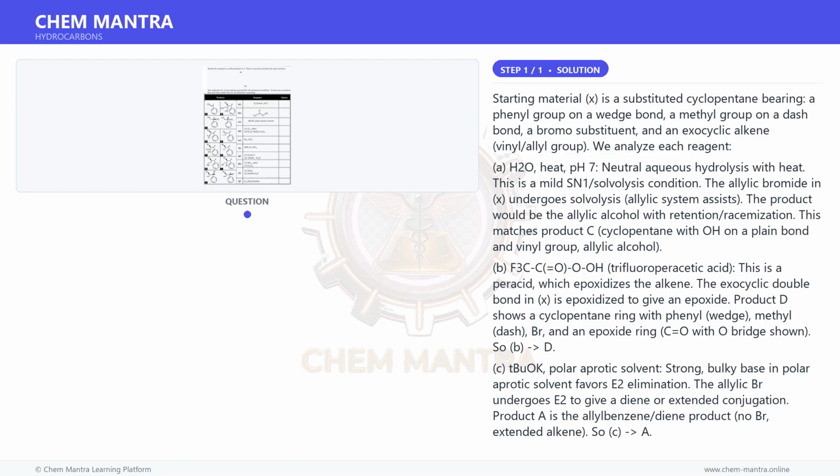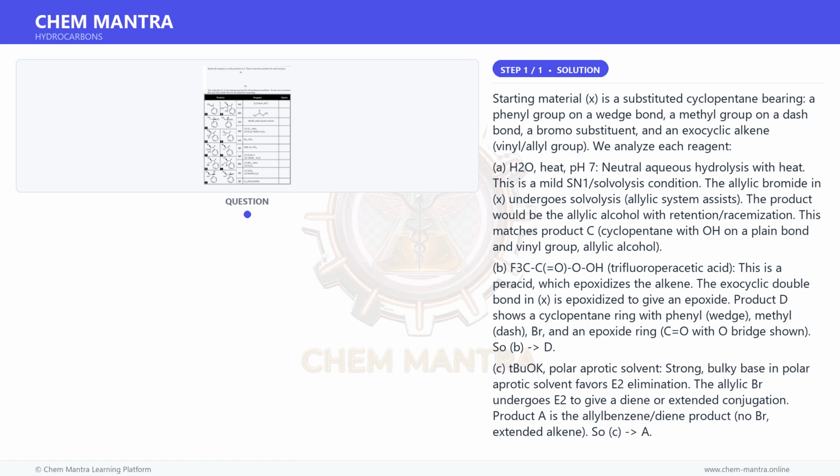So, D matches F. E: Br2 in CCl4, electrophilic addition of Br2 across the double bond, anti-addition. The exocyclic alkene adds Br anti to give a vicinal dibromide. Product I shows 3 Br atoms total: the original Br plus 2 new ones from addition across the double bond, a vicinal dibromide.